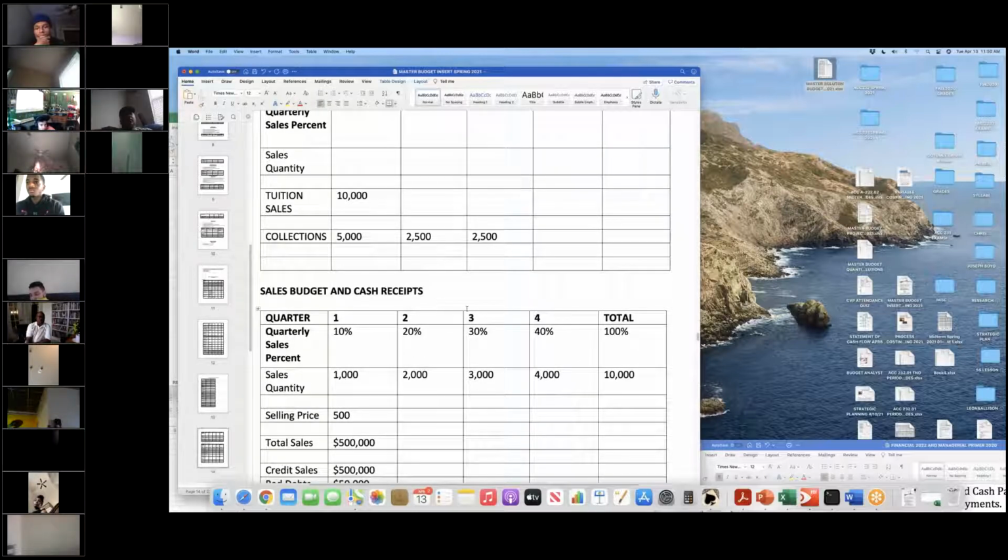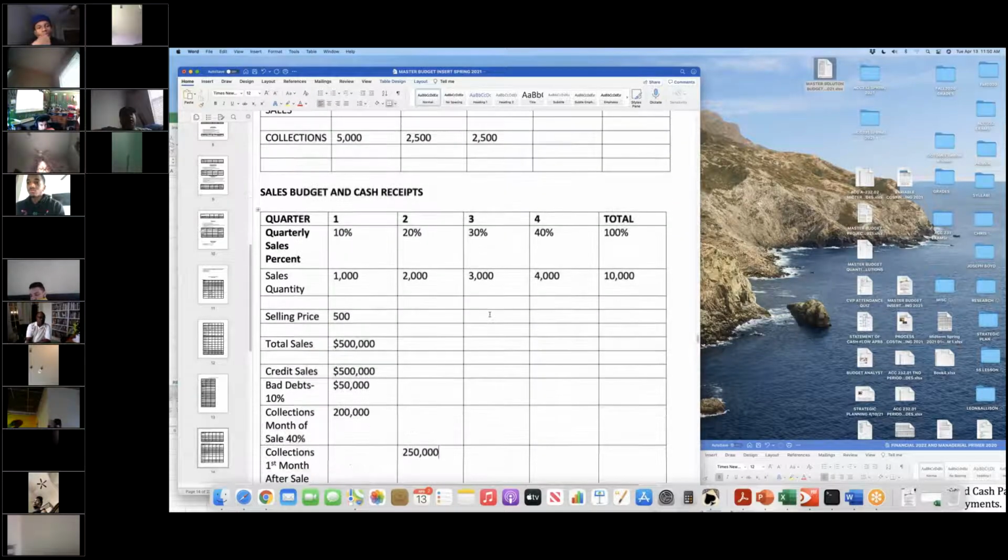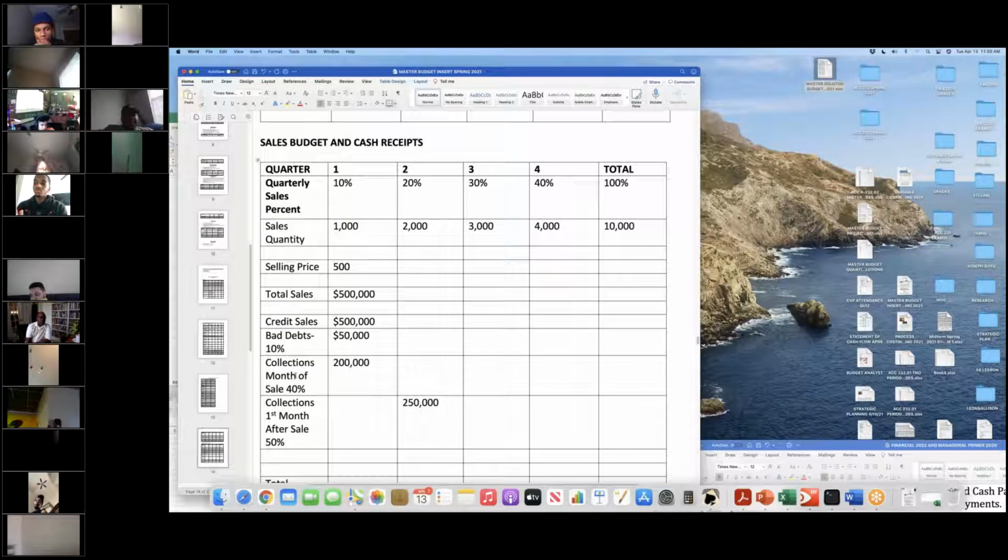But all our problems are based on quarter. Sorry, good point. This should be collections by quarter. Okay. That should be quarter there. Thank you. Okay. So these are the quarters. So does everyone see that now?